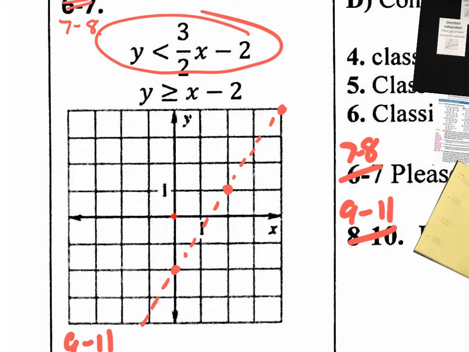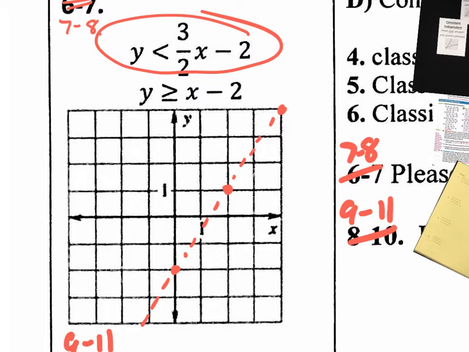If I wanted to, I could test the point 0, 0, which would mean I'd plug in 0 for x and 0 for y, and it would say 0 is less than 0 minus 2. That's 0 is less than negative 2, and 0 is not less than negative 2. 0 is greater than negative 2, so I would not be shading in this above side. I'd be shading in the below side.